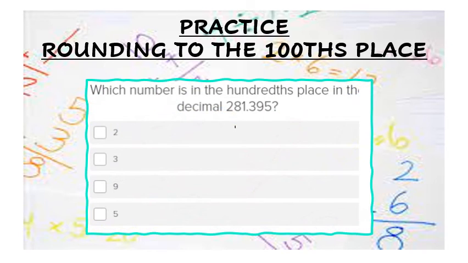And which number is in the hundredths place in this decimal? 281.395. What number is in the hundredths place? So the second place after the decimal point, that is 9. So your answer should be 9.